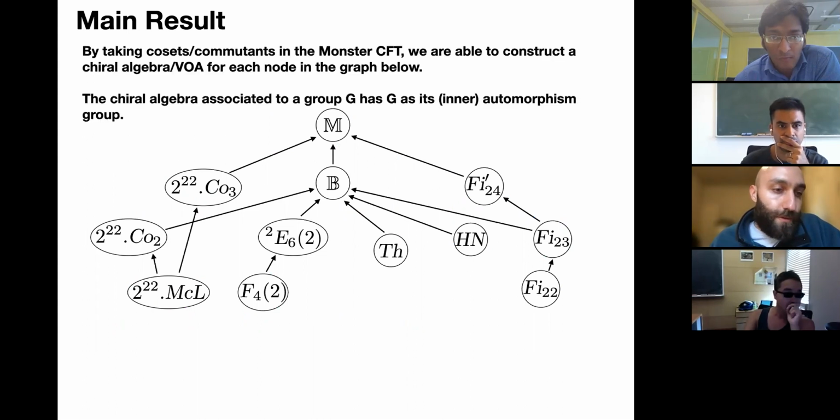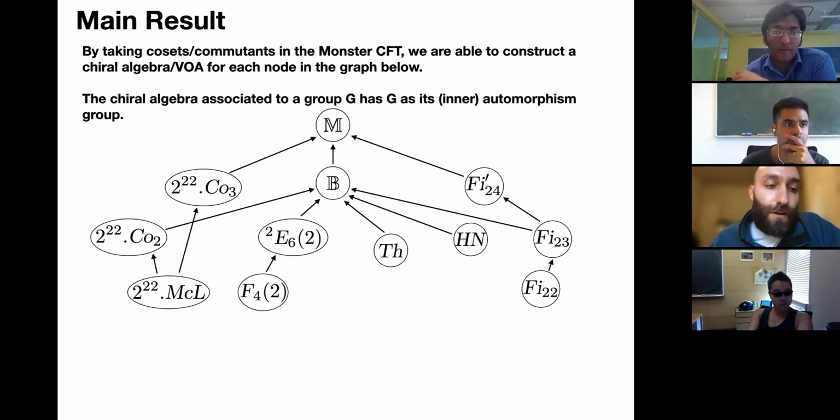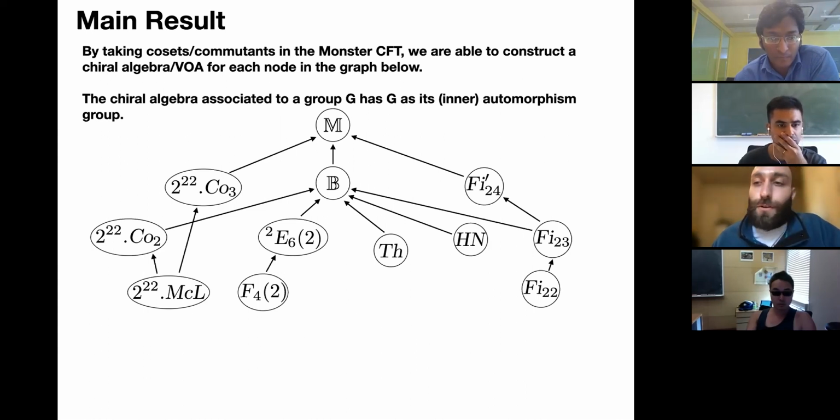More specifically, we'll show that we can construct a web of chiral algebras, one for each node in the graph below, with the property that the chiral algebra associated to a group G has G as its inner automorphism group, and also with the further nice property that these chiral algebras will have the same arrows as their corresponding groups do. In other words, if one group includes into another one as a subquotient, then their corresponding chiral algebras mirror this inclusion.